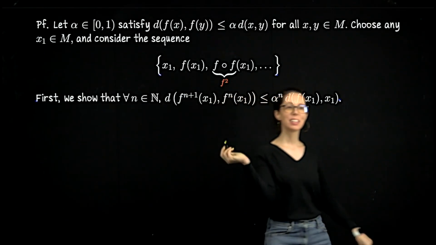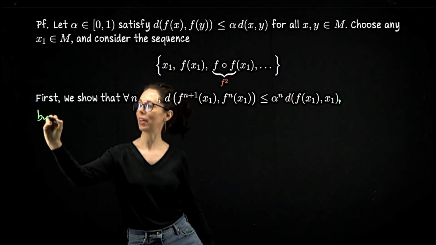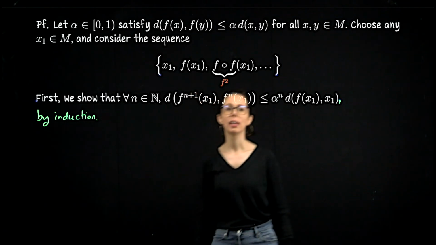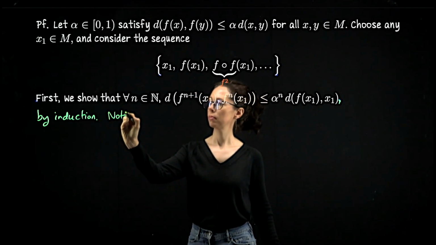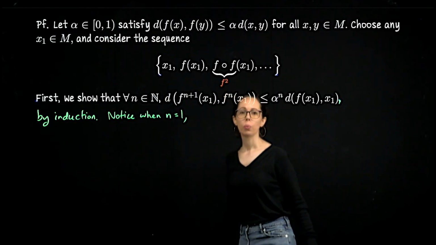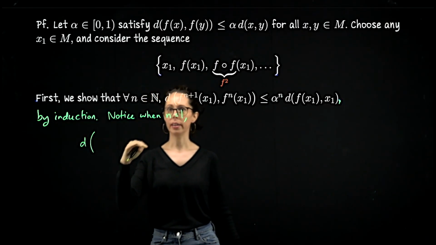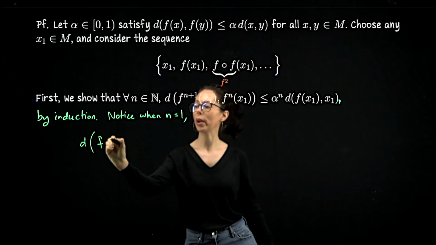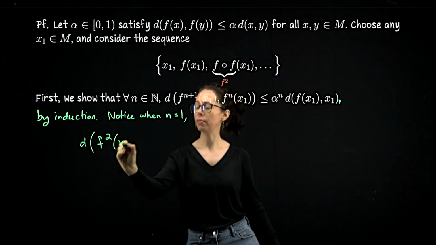All right, let's verify this claim. So by induction, add that to the proof. Notice when n equals 1, we have that the distance between, here we have 1 plus 1. So what I'm going to write as f squared is, of course, f composed with itself. So f of x1.